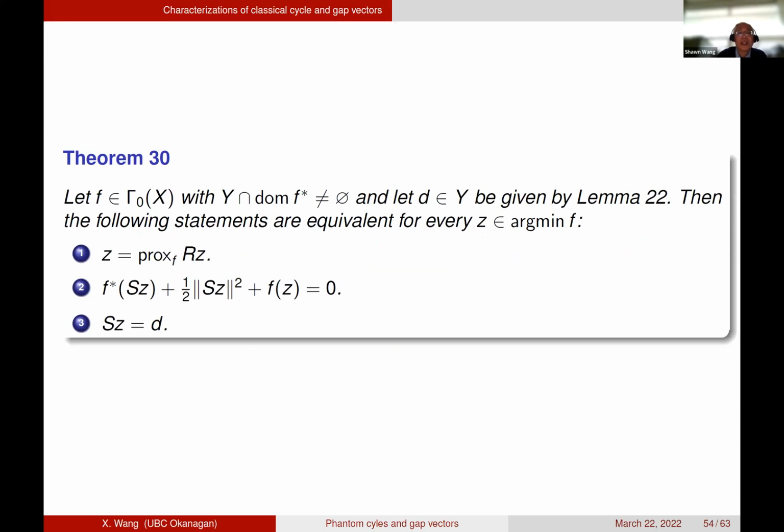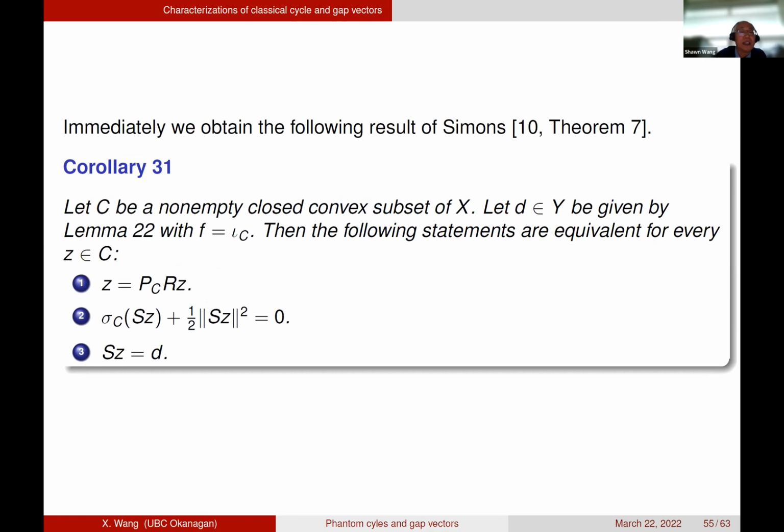Therefore, this gives you the quantification for the cycle: suppose Z belongs to the minimizer of F. Then Z is a cycle if and only if this is true, if and only if S Z equals D. So the key example for that is when we are dealing with F being the indicator function. In this case, you recover the sequential projection cycle, so that is a cycle for projection maps, if and only if that is true.